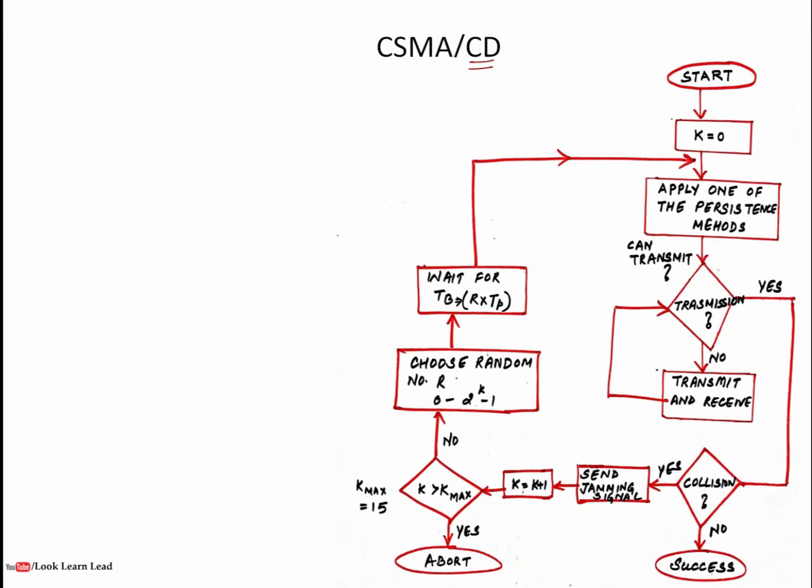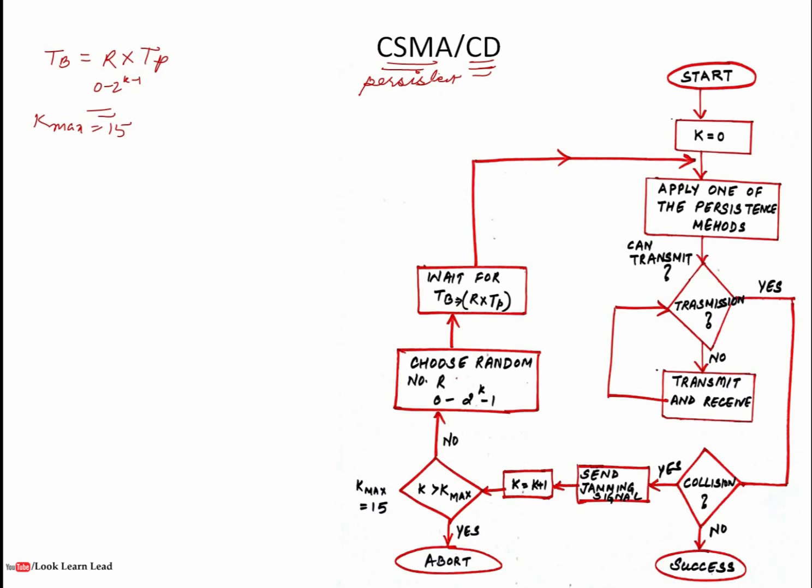So let's see what happens when collision detection is there. In this also we would be talking about TB, that is back-off time, which would be equal to a random number times TP, and here also the random number would range between 0 and 2^k - 1. And here also we'll be talking about k max, which is generally equal to 15. In this, it is a combination of CSMA, so we would be applying any of the persistent methods plus collision detection.